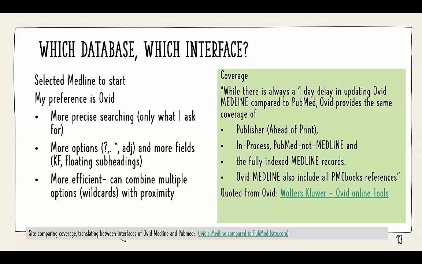My reasoning for using Ovid is I feel that I can do more precise searching. I have a lot more options, especially around adjacency searches, but also you have your wildcards, truncation, things like that, searching floating subheadings. And I find that to be, for the most part, more efficient. And so that's why I prefer to use it. It's also how I was trained when I first learned about Medline, when I first started out in medical libraries as well. So I know that's a little bit of my own prejudice, you might say.